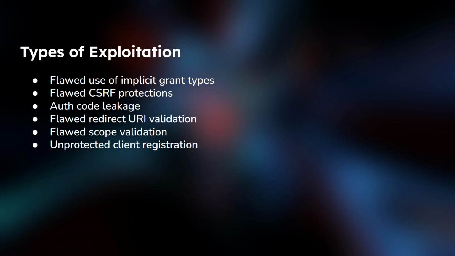There's a few different things you can exploit, and obviously this is just scratching the surface here, things you might see most commonly, but of course there's more creative and elegant ways of exploiting these kinds of vulnerabilities. So, flawed use of implicit grant types. This might be if the grant type is just set up poorly. Maybe they don't use the state token. And if you don't use state, that would link into cross-site request forgery protections, because if you're not mapping a user session back to an authorization request, you're going to have some problems.